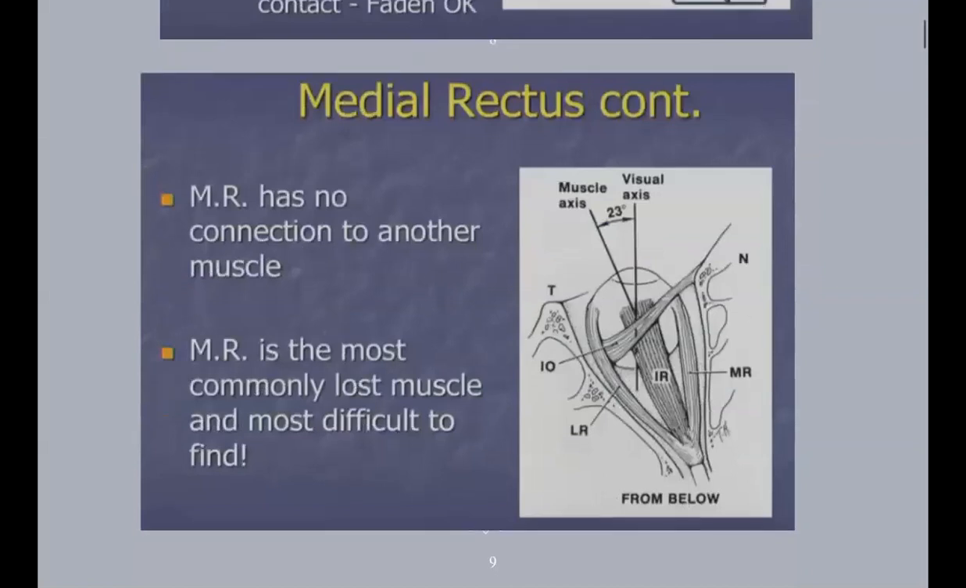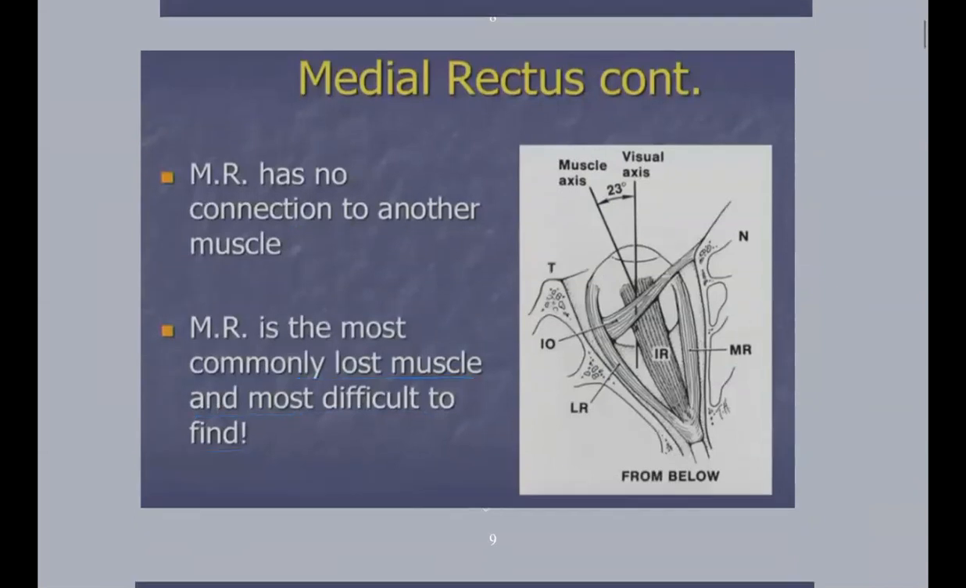Okay. Also, the medial rectus has no connection to other muscles. By the expression of Dr. Kenneth Wright, it has no friends. Medial rectus has no friends. Okay, and this makes medial rectus slippage very difficult to manage. It is the most commonly lost muscle and most difficult to find because it has no friends.